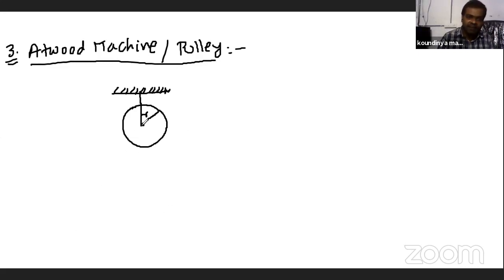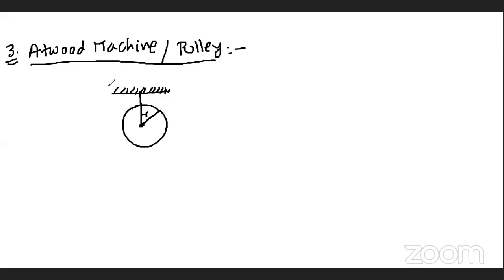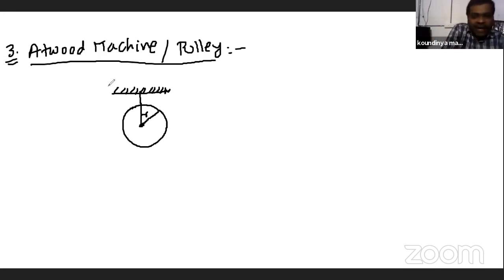Whenever it is fixed, does the wheel rotate? No, sir. That means here we are considering that there is no motion in the wheel, or no motion in the pulley. In the JEE Mains level or NEET level, the pulley is massless, very light. In JEE Advanced, we consider the mass of the pulley.